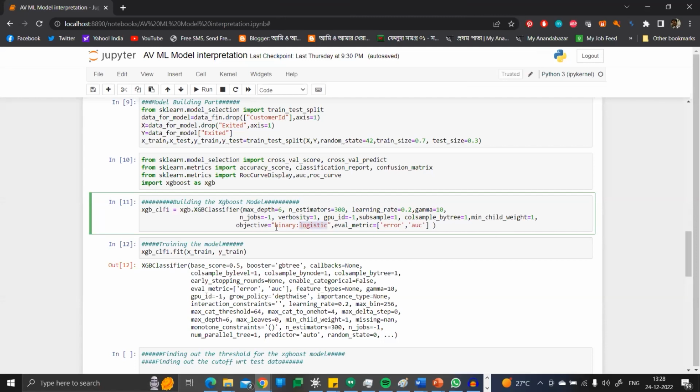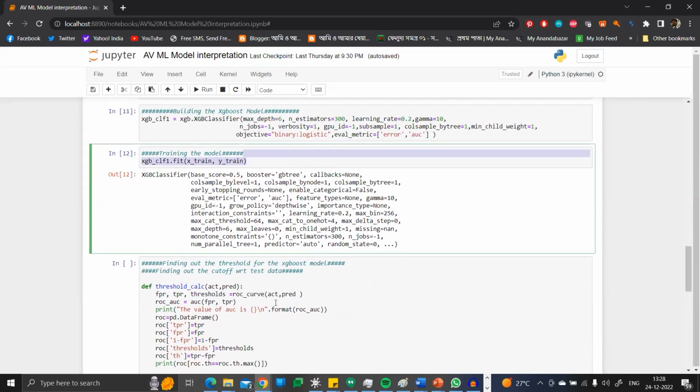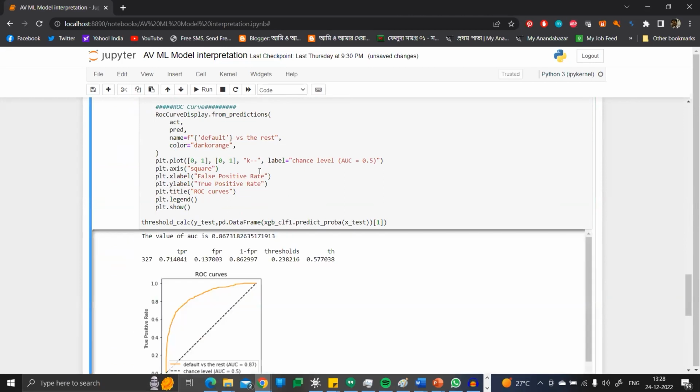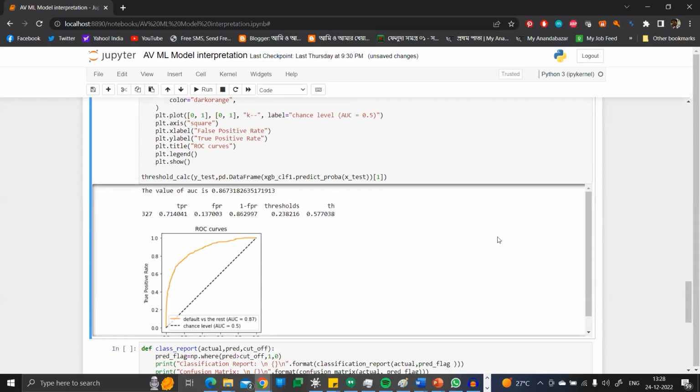Binary logistic, we are using this because it's a logistic regression, a classification model. Eval metric, error and AUC, is just for the inherent training. Makes sense? We have trained the model, and based on this, we will use a threshold based on ROC curves. I know someone asked me to explain the ROC curve. Let me try to finish the session first, and after that, if we have time, we will definitely take up the question.